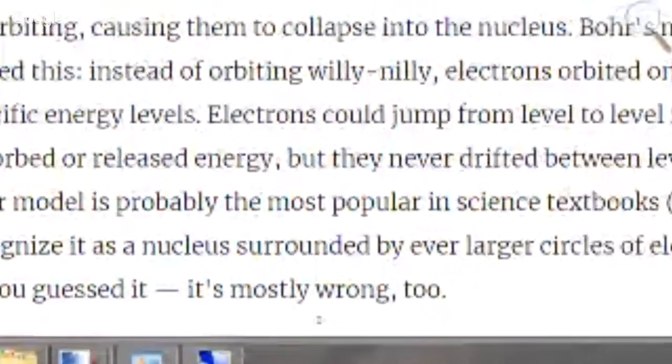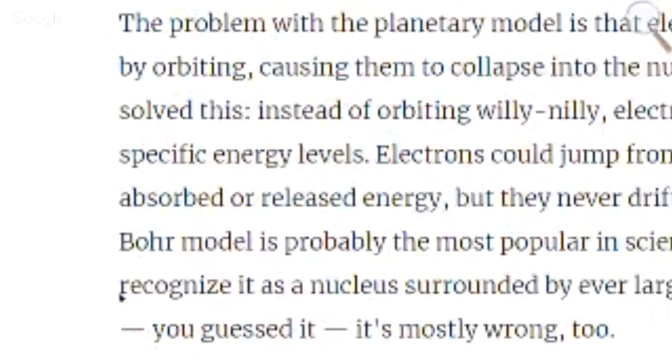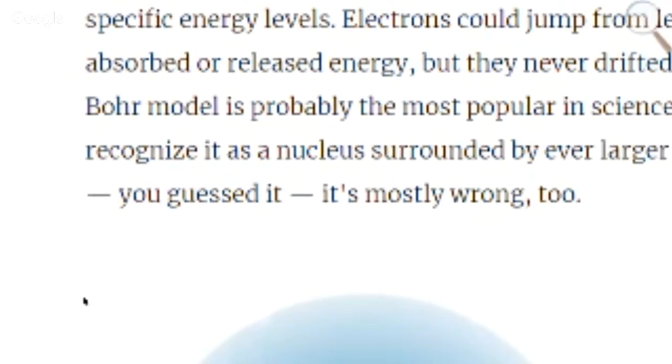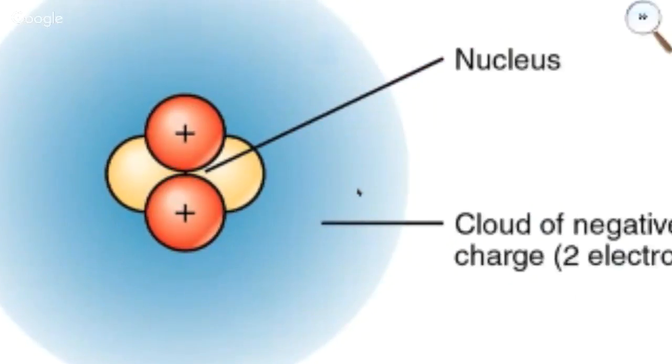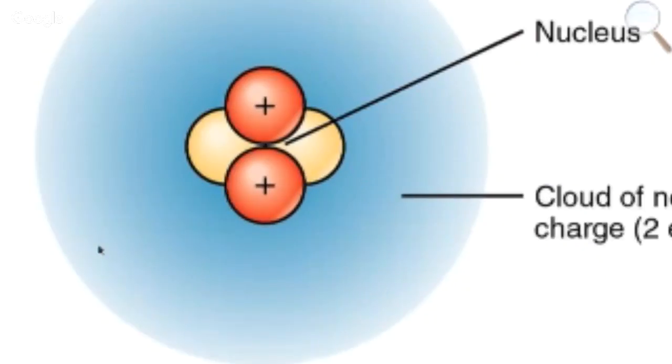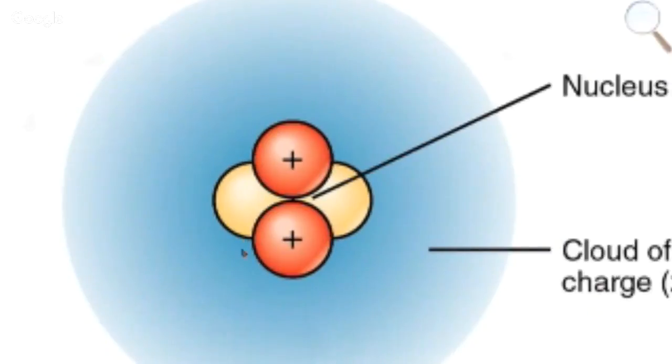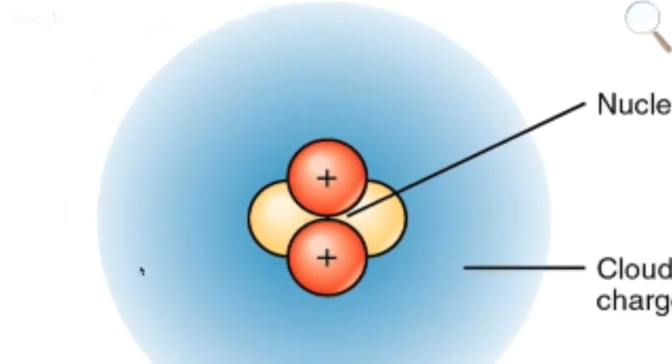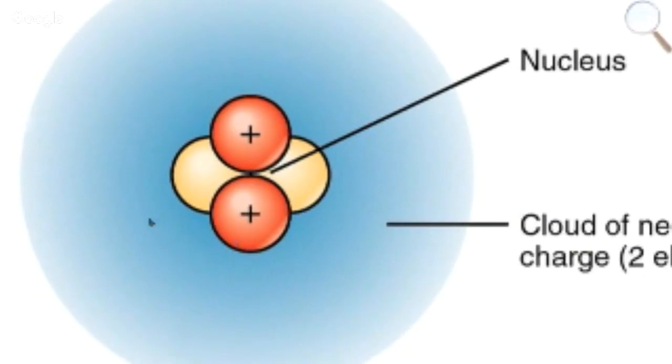The Bohr model is probably the most popular in science books. You would recognize the nucleus surrounded by ever larger circles of electrons, but it's suggested it's mostly wrong too. So here they are. We've got a cloud of negative charge, 2 electrons. So it's fuzzy, fuzzy how it orbits. And the nucleus was made up of positive protons and neutrons.